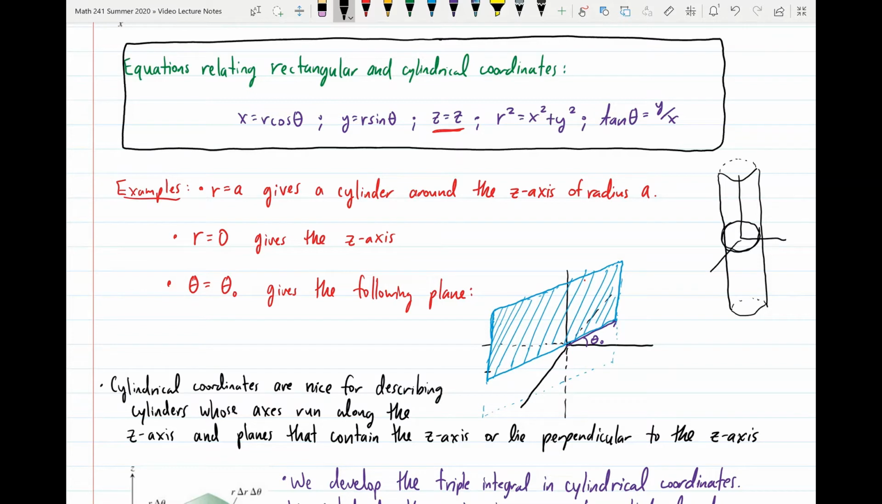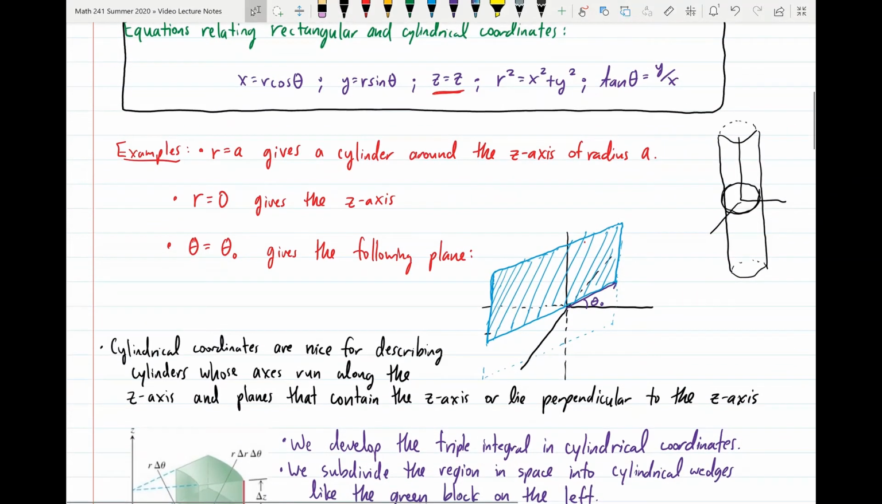what that would represent. If we have r equals 0, so this is just a specific case of the more general case r equals a, then we're only going to get the z-axis, because you can kind of think about it with the picture that I just drew. You're taking the circle, and because the radius is equal to 0, you're just pulling it all the way into the z-axis. And so all you're left with is the z-axis.